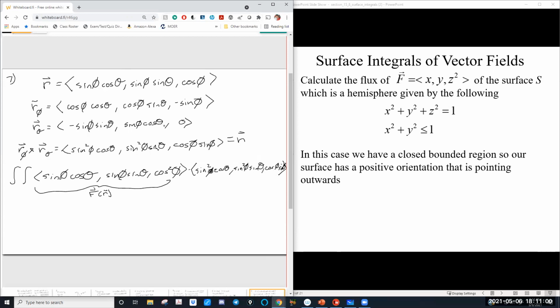So theta we know is going to go from 0 to 2 pi. Phi, we don't want to go all the way from 0 to pi because we only want the top half of the circle. So if we're going to do, let's say, d phi d theta, phi is going to go from 0 to pi over 2, and theta is going to go from 0 to 2 pi.